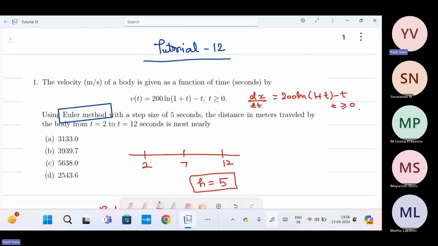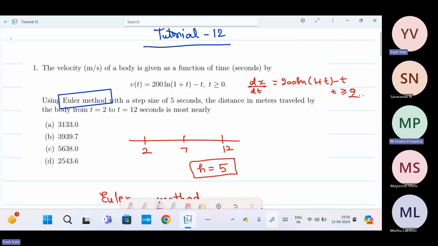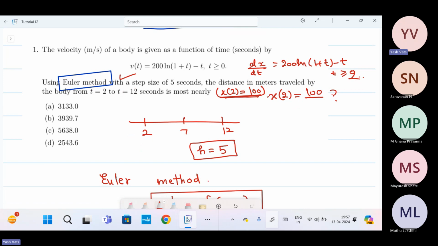What is the initial value at t greater than or equal to 2? We need the distance. Here they are asking us to find the distance only. Yeah. So on integration, we should get the distance. But we need the initial value, right? Okay. No, they said use the method. Suppose x2 is something like 100. They should provide some value like an initial point of distance, like 100, something like that. Okay. And then you just start from there.